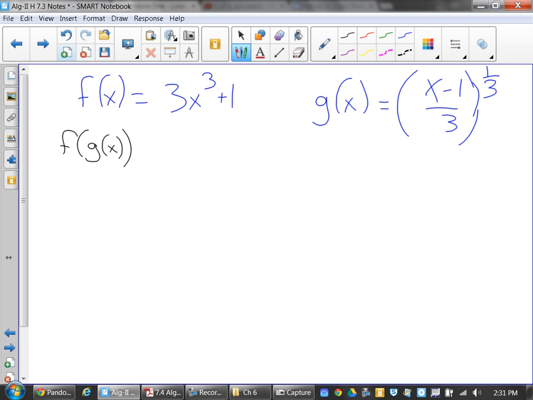So I'm going to start with f of g of x. I write down the g of x equation, and I'm substituting that into x in the f equation. So I surround it now with the f. It is weird, but it's not that difficult.